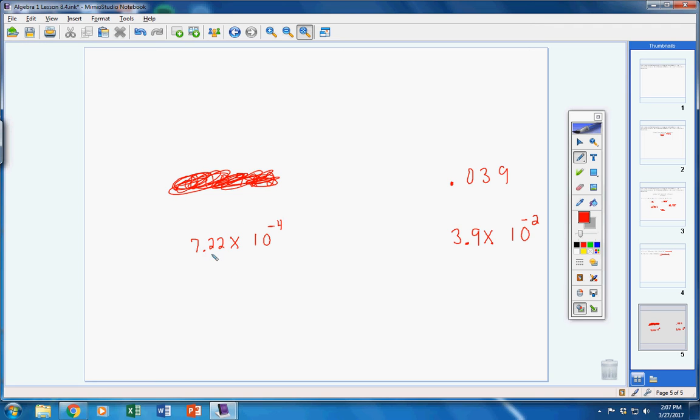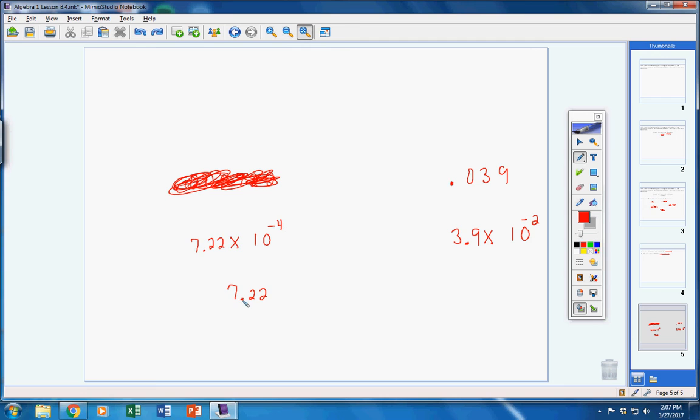I know I have 7.22, okay? And I know I'm going to move that decimal how many places? 4 places. Now it's a negative 4. I would not go this way, because that means in my original number, I had to move the decimal from here to here. That'd be a positive 4.